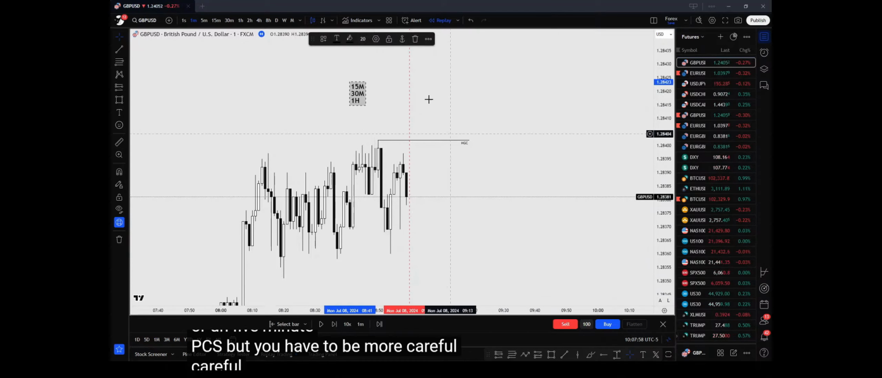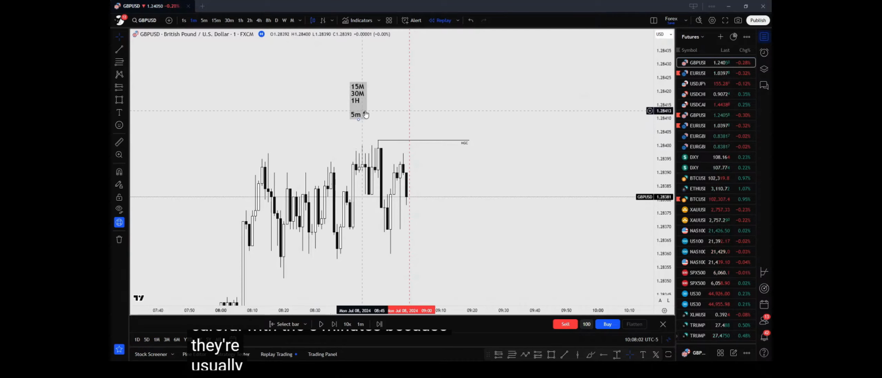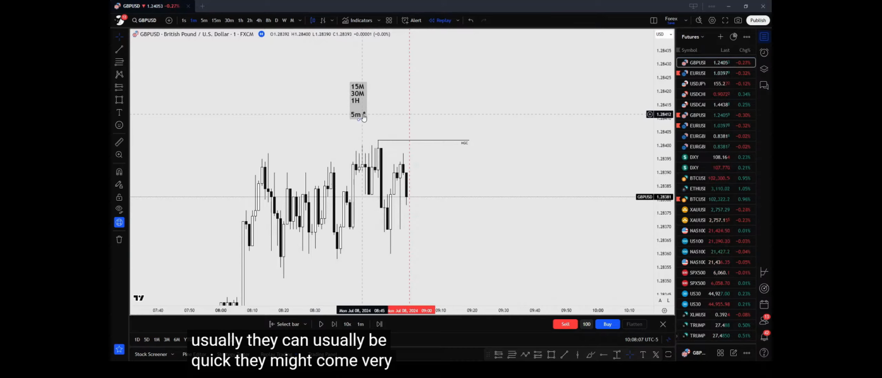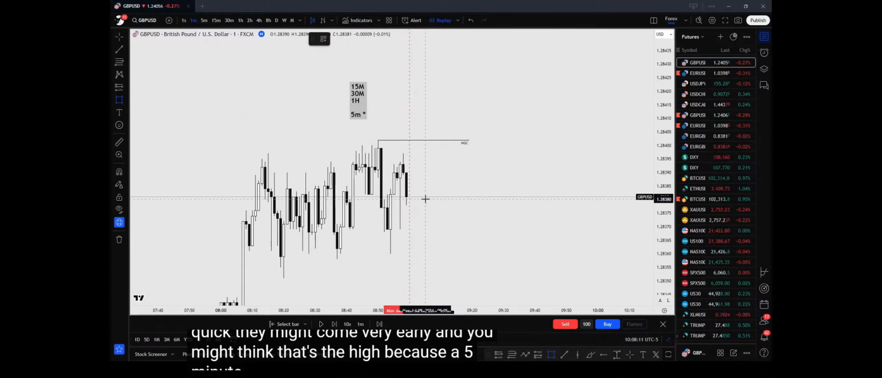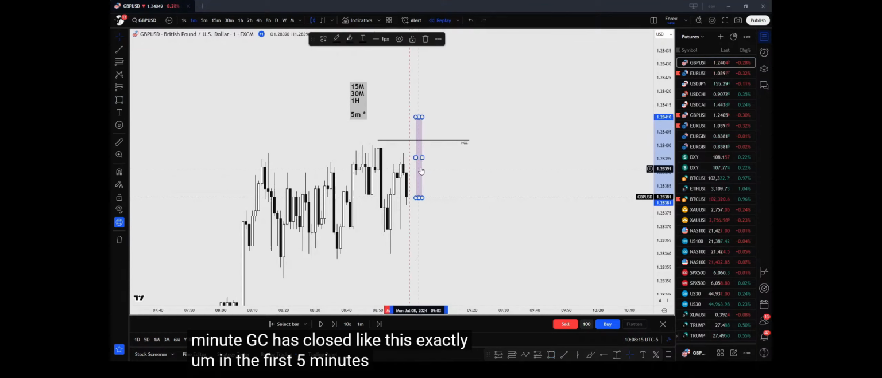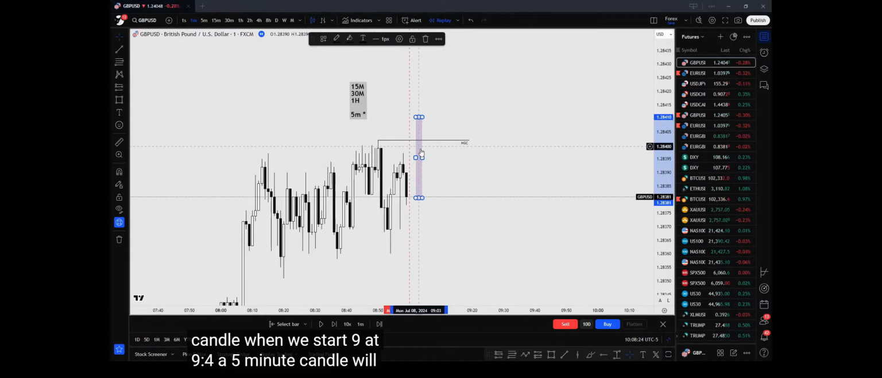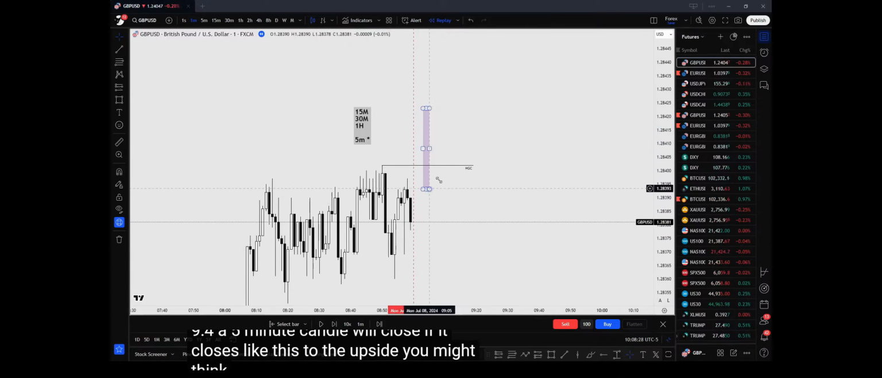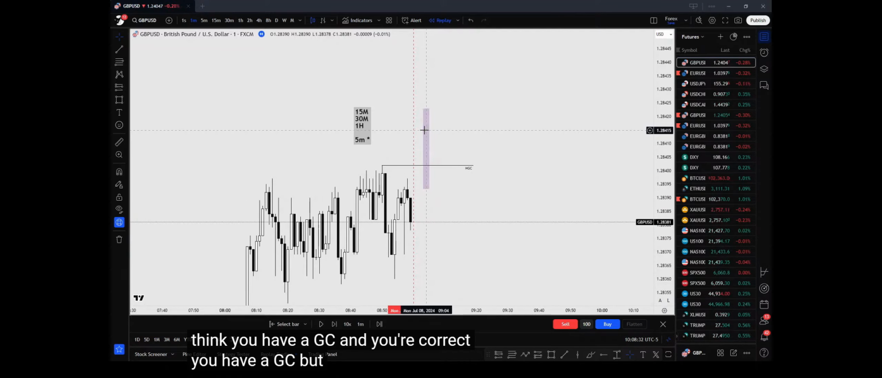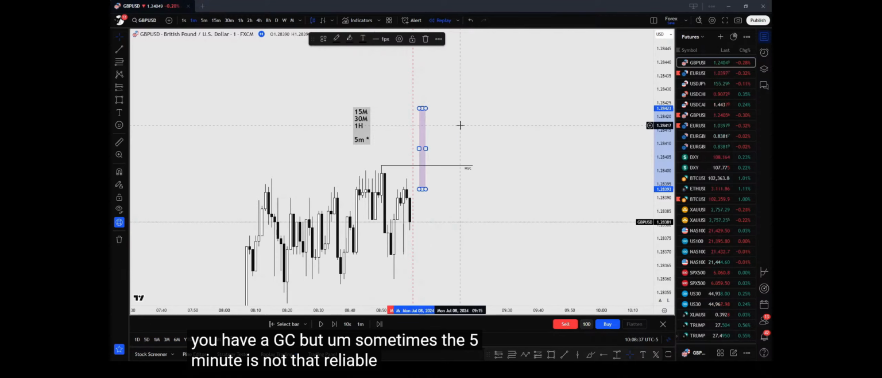But you have to be more careful with the 5 minutes, because they can usually be quick. They might come very early, and you might think that's the high, because a 5-minute GC has closed like this, exactly in the first 5 minutes of the 4-hour candle. When we start at 9, at 9:04 a 5-minute candle will close. If it closes like this to the upside, you might think you have a GC, and you're correct, you have a GC. But sometimes the 5-minute is not that reliable for our reactionary model.